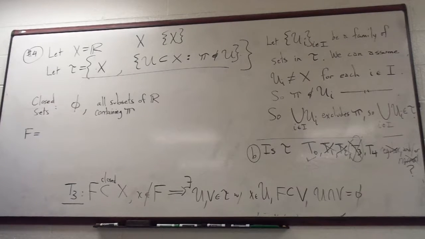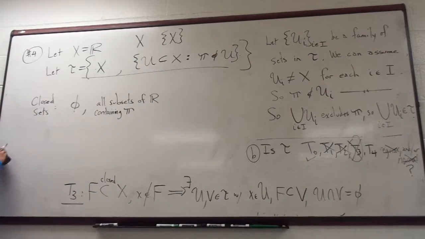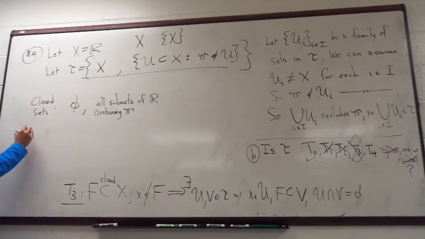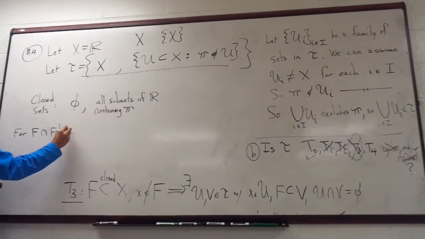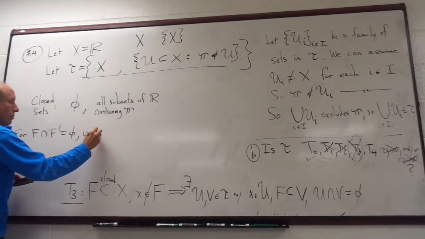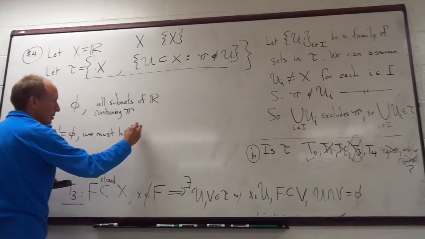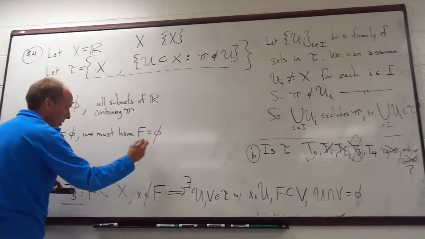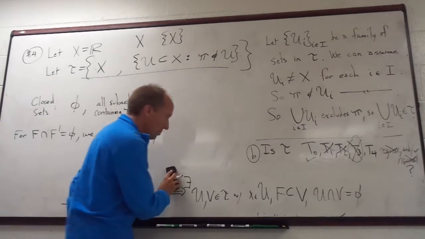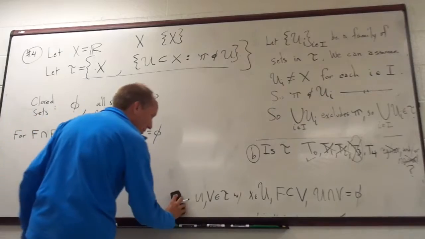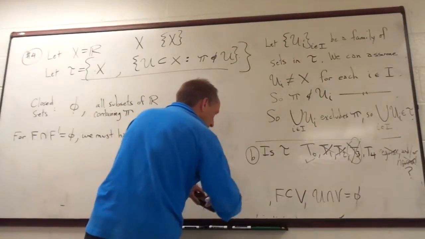Yeah, so it looks like it is T4, because for F intersect F prime to be empty, we must have one of them be empty, right? So let's just say F is empty. So T4, should I write the definition? It's very similar. Don't need to erase the whole thing.